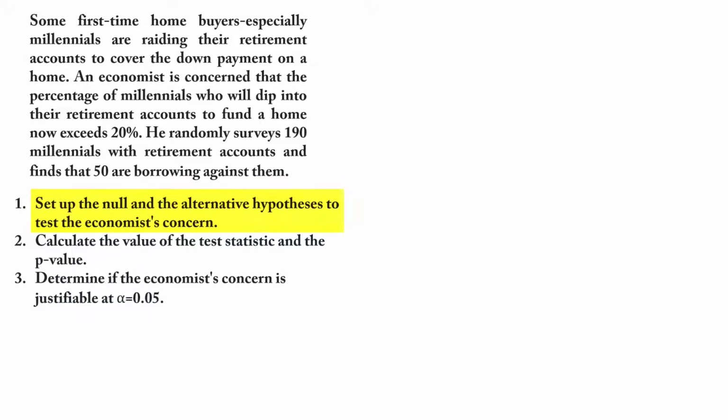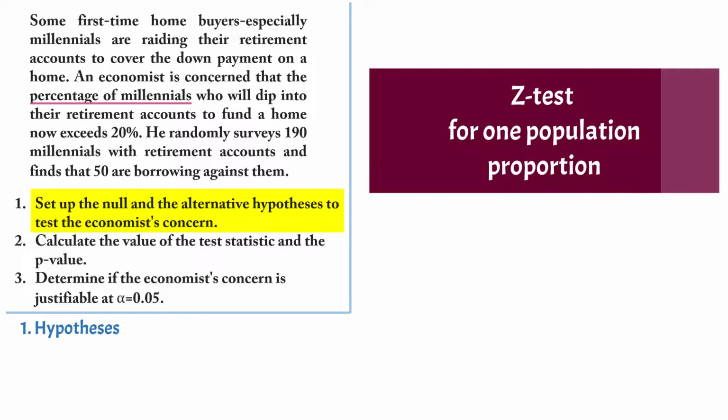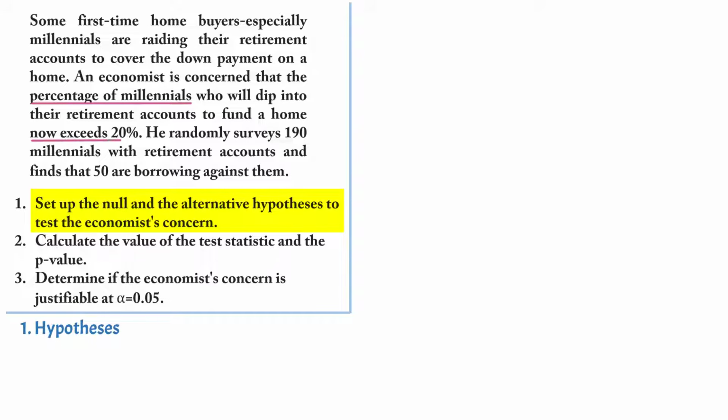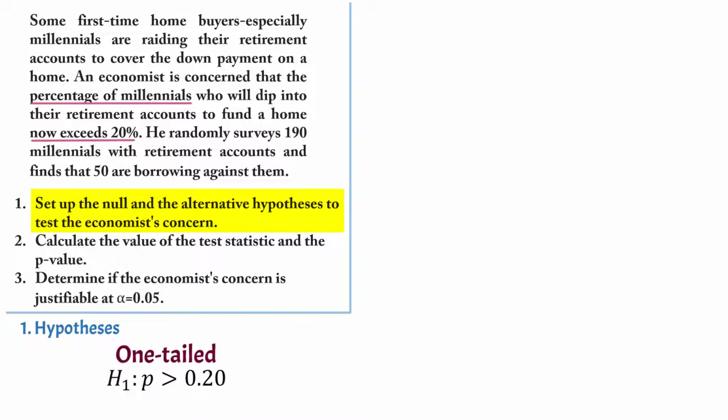Number 1. We need to set up the null and alternative hypothesis. Since the test is about a percentage, this is a z-test for proportion. And since we're testing if the percentage exceeds 20%, then the alternative hypothesis will be p greater than 0.20. In essence, this is a one-tailed test, particularly a right-tailed test.